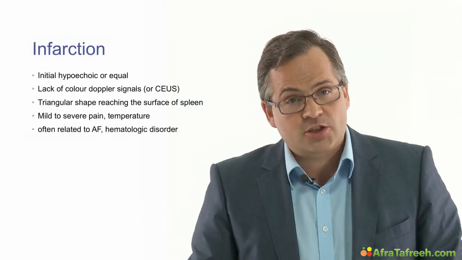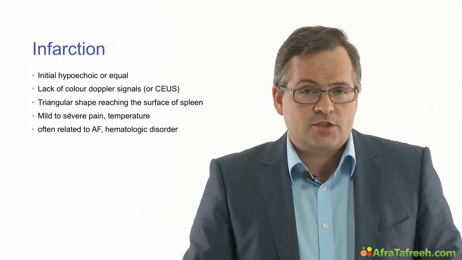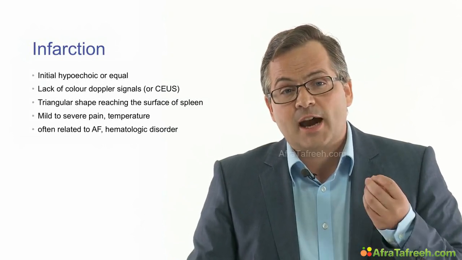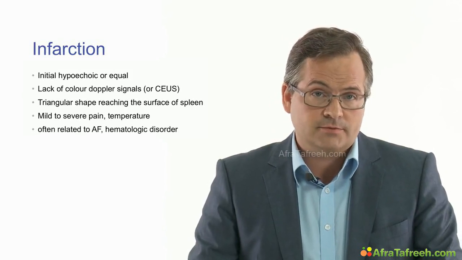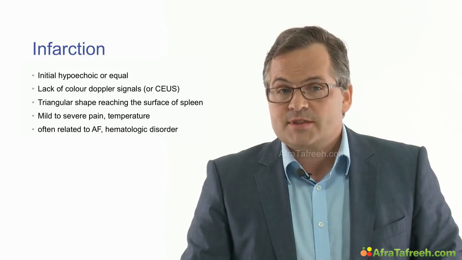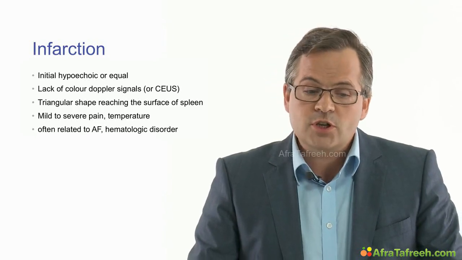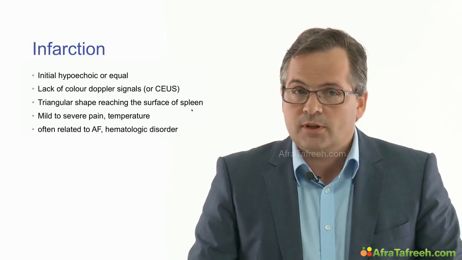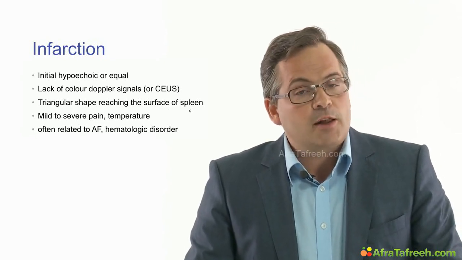Sometimes we can diagnose infarction of the spleen. Initially, the parenchyma does not change. Later on, it becomes slightly hypoechoic or even cystic in the area of the infarction. When we can detect vessels, the lack of a color signal can be a sign of infarction. Later on, a triangular shape that reaches the surface of the spleen is typical for an infarction of the spleen. Symptoms can be mild to severe pain and temperature.